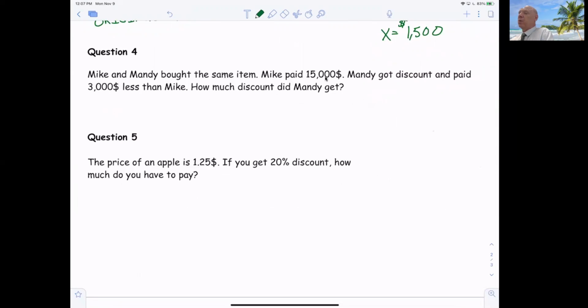Okay. So what did she have to pay? Yeah, how much did she have to pay? Right. So Mike paid how much? Right. So how much did she pay? Mandy, that's correct. So if Mandy got a discount and paid $3,000 less, how much was the discount?